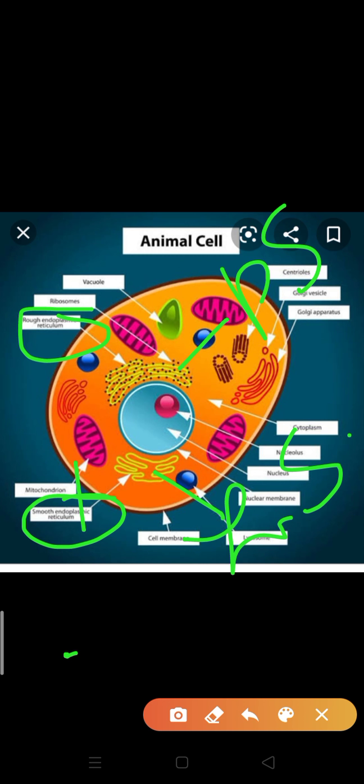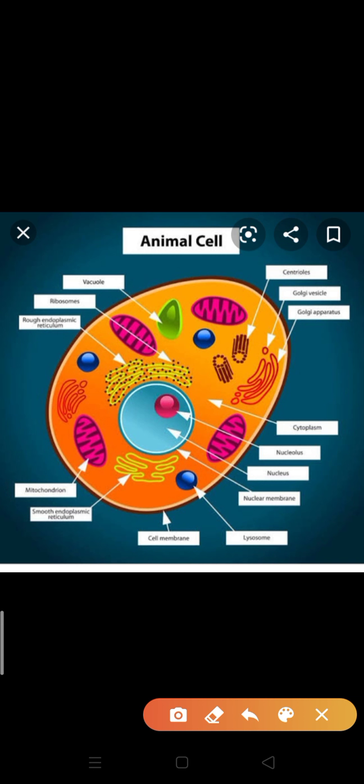Next, cell organelles, we will discuss separately also. But today I am just giving you the overall explanation of a cell, meaning which types of cell organelles are present and whatever functions they have. Okay, so next, we can discuss the next cell organelle.